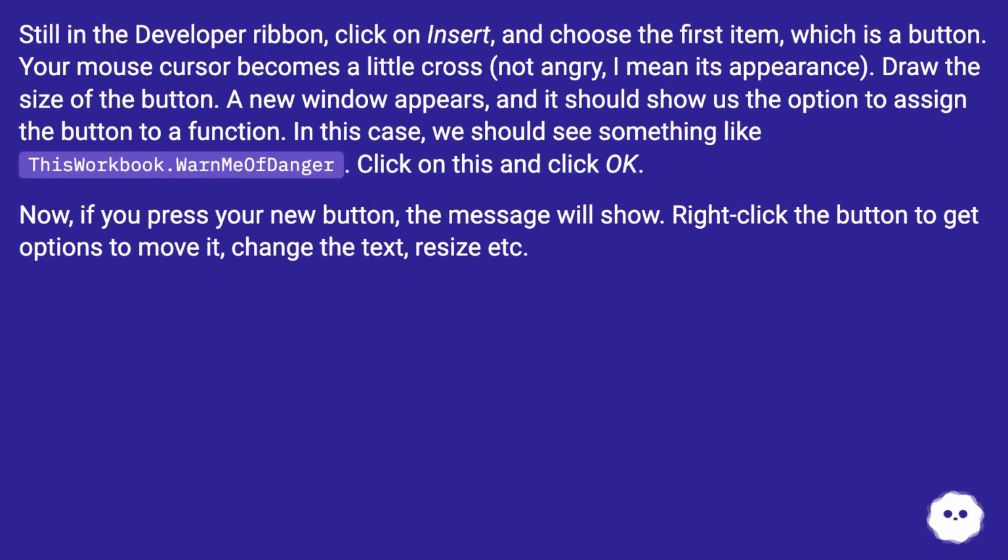Still in the Developer ribbon, click on Insert and choose the first item, which is a button. Your mouse cursor becomes a little cross, I mean its appearance. Draw the size of the button. A new window appears and it should show us the option to assign the button to a function. In this case, we should see something like ThisWorkbook.WarnMeOffDana. Click on this and click OK. Now, if you press your new button, the message will show. Right-click the button to get options to move it, change the text, resize, etc.